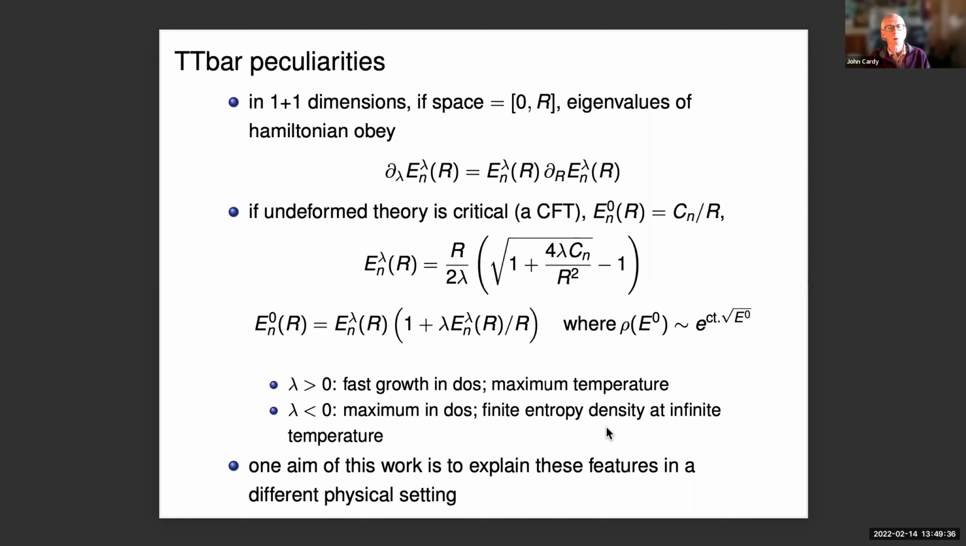So one aim of this work, since all these things have been remarked on in the past, is to try to explain these features in a slightly different physical setting, where, for example, we can understand whether the partition function is modular invariant or not. Because, for example, in the case where lambda is negative, only a finite number of states are going to contribute to the partition function. It's hard to understand how the partition function on the torus could be modular invariant, but we will see that there is a sense in which it is.